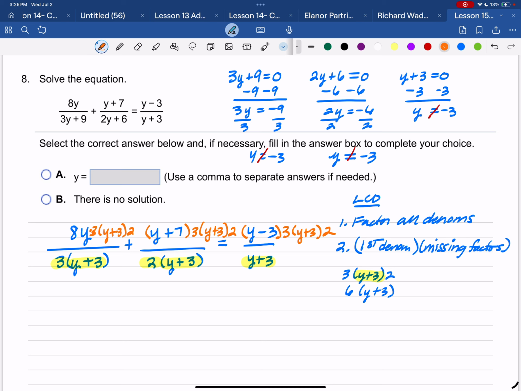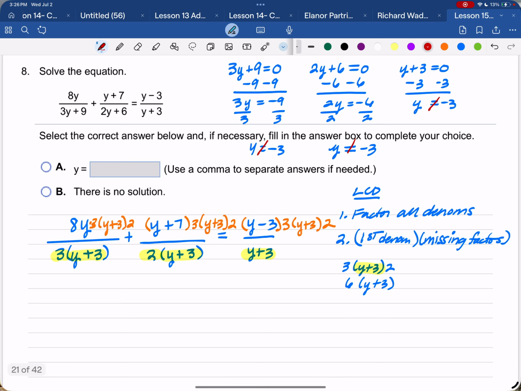Now, any factor that is identical can be reduced. So let's see, in the first one, the 3 with the 3, the y plus 3 with the y plus 3. In the second one, the 2 with the 2, the y plus 3 with the y plus 3. And the right side of the equation, the y plus 3 with the y plus 3. So what I have left is I have an 8y and a 2, that's 16y. Now, notice those denominators, they're all divided out. So I'm not going to write anything.